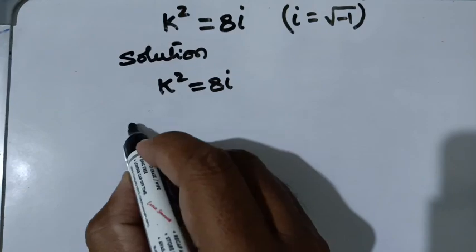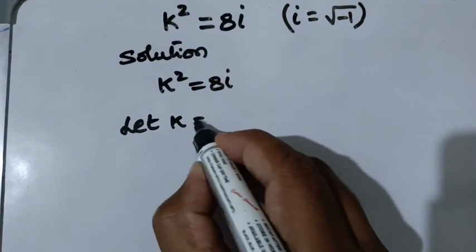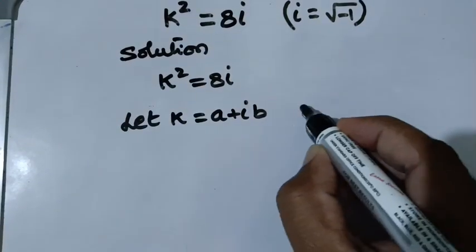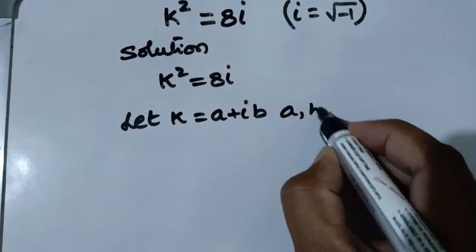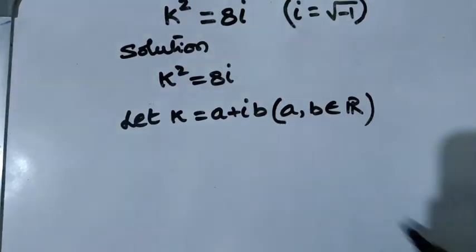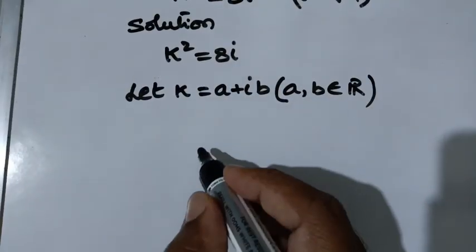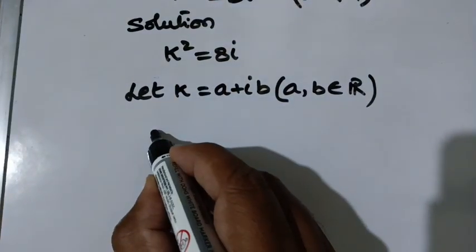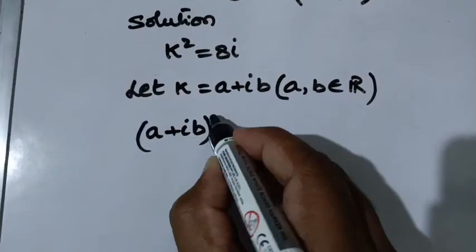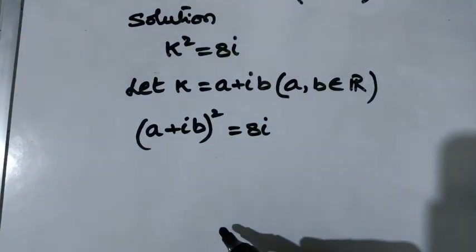So here what we assume is, let k is equal to a plus ib, where a and b both are real numbers. So now substituting this k is equal to a plus ib in the above equation, we get (a plus ib) whole square is equal to 8i.